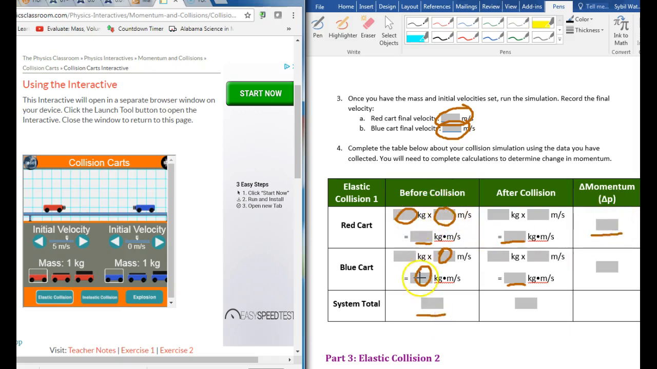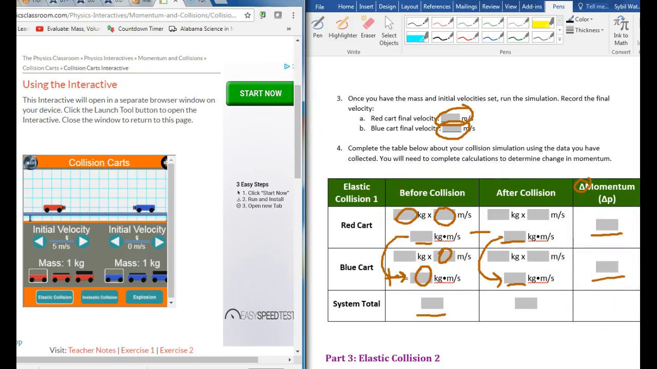Alright, once you get those values, you can then calculate your system totals and your momentum change. Now for system total, you're just going to add red plus blue, so you're just adding this number plus this number. That'll give you your total, and then this number plus this number for your total after. For your change in momentum, you're subtracting the before and after. So red car before minus red car after gives us the change. That's what that triangle means. Then blue car before minus blue car after gives me the change for the blue car. These values can and likely will be negative for one of them. Alright, so that's how you fill in the table.